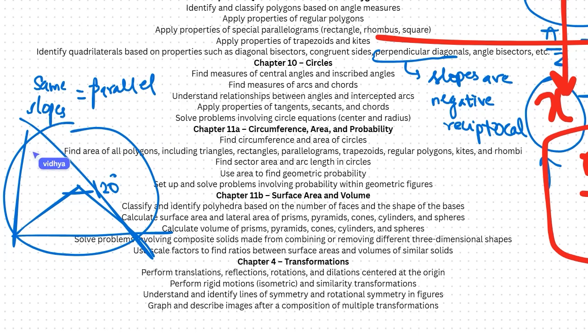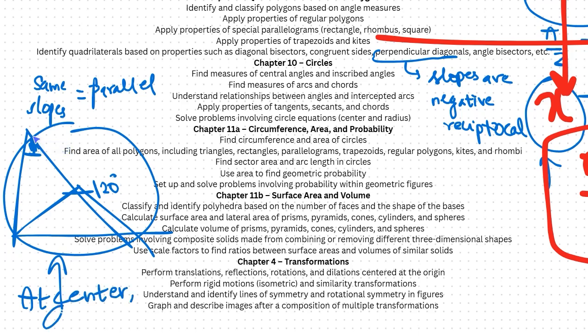Your diagram's kind of messy. Is this the thing where it's half, or is it the same? Is it half or do we have to do it twice? Half of 120 or twice of 120? Half of 120. At center only the value is more. So on the circle it will be less. So half. Makes sense, right? So at center angle is more.